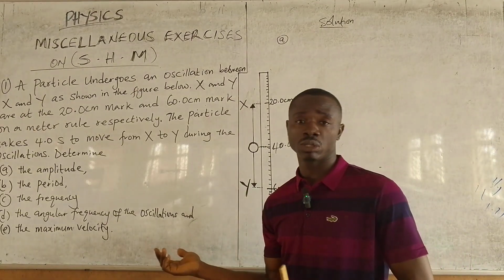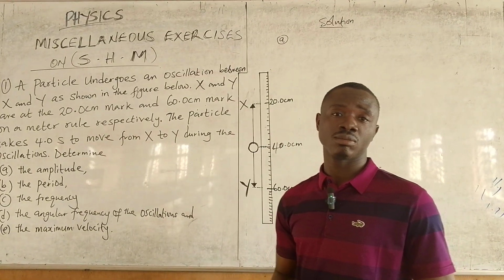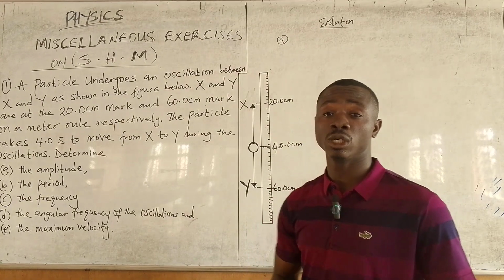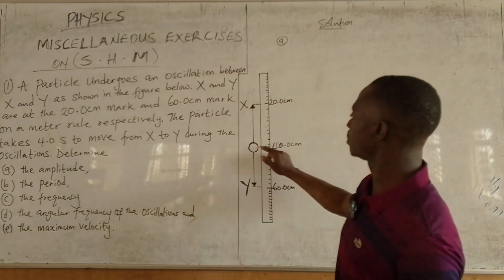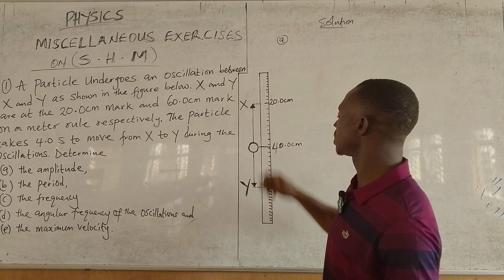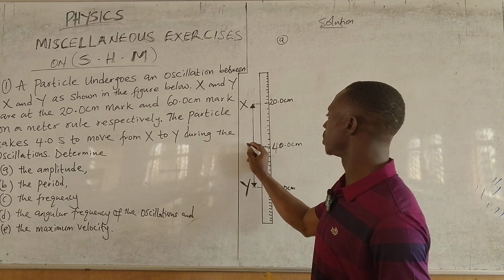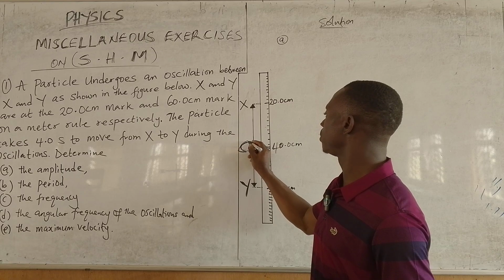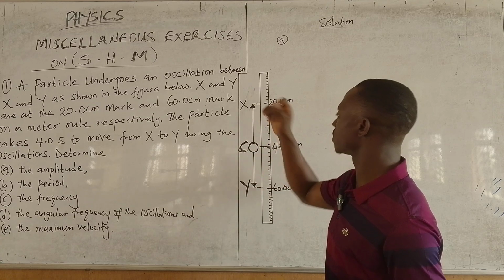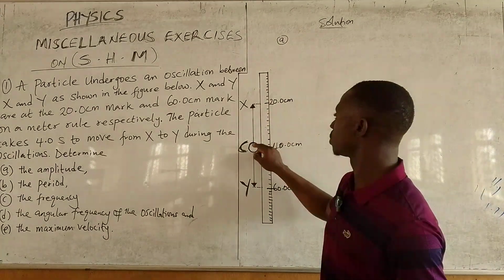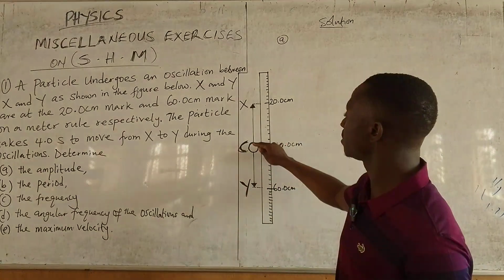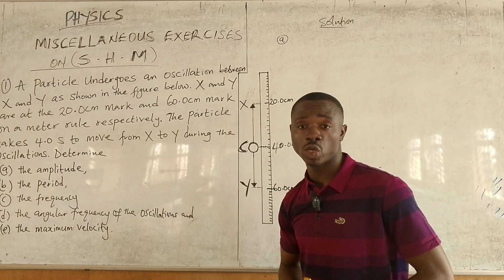What is the definition of amplitude, please? Amplitude can be defined as the maximum displacement from the equilibrium position. So since 40 centimeter is the equilibrium position, you can take your amplitude to be from the center here. Let me call it C. So your amplitude is either CY or CX, because CY must be equal to CX. CY is maximum downward displacement, while CX is the maximum upward displacement.